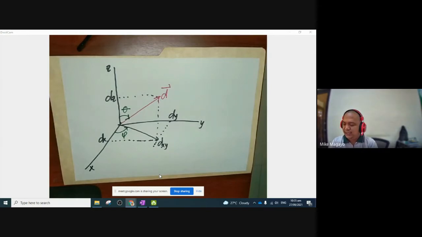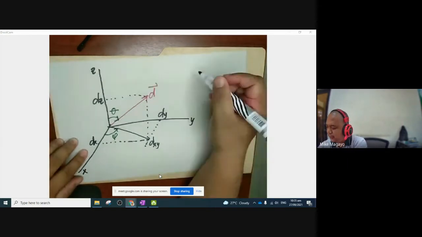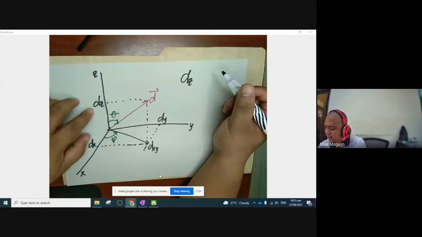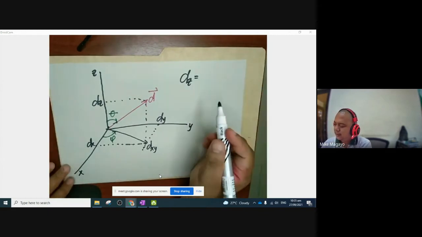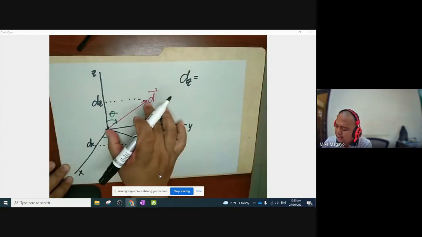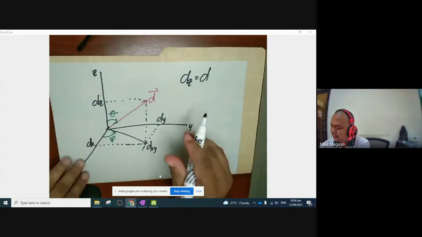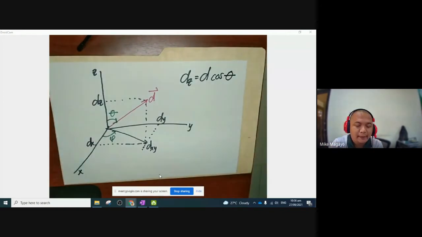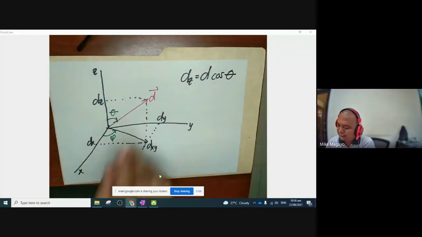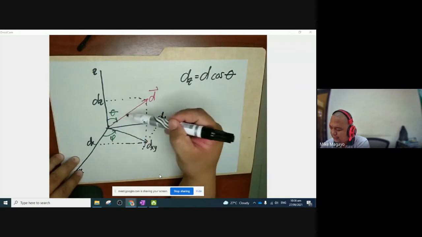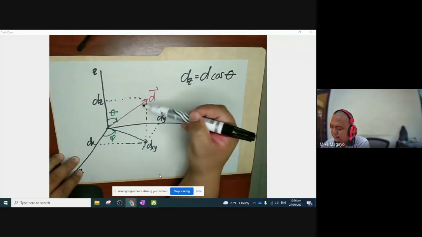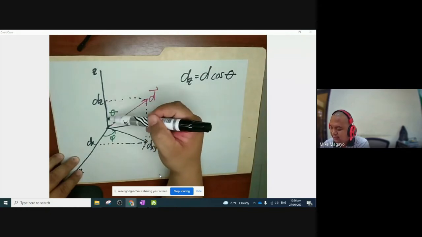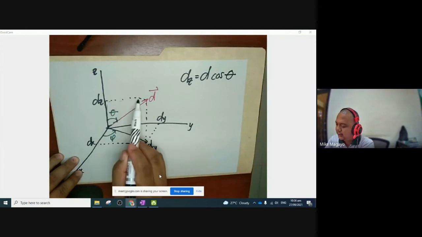So how could we determine the components? How would we know the x? Let's start with dz. What is the magnitude of dz? How would we know it? So basically, the magnitude of d sub z is d cosine theta. Why? Focus here. This also forms a triangle. This is the hypotenuse. This is the angle, so this must be the adjacent. And this is the opposite.